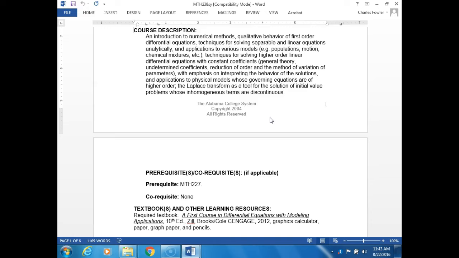An introduction to numerical methods, qualitative behavior of first-order differential equations, techniques for solving separable and linear equations analytically, and applications to various models, populations, motion, chemical mixtures, that kind of stuff. Techniques for solving higher-ordered linear.